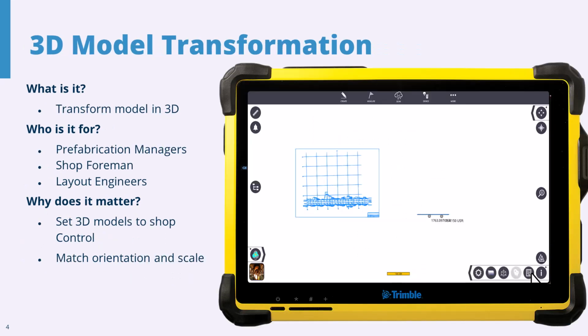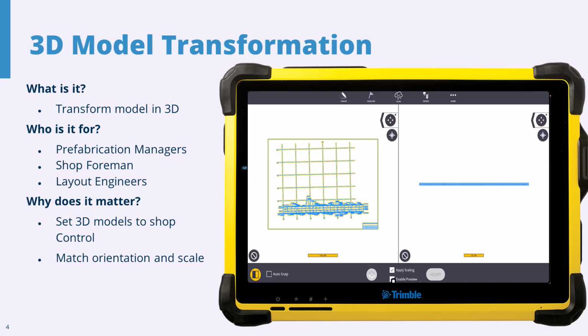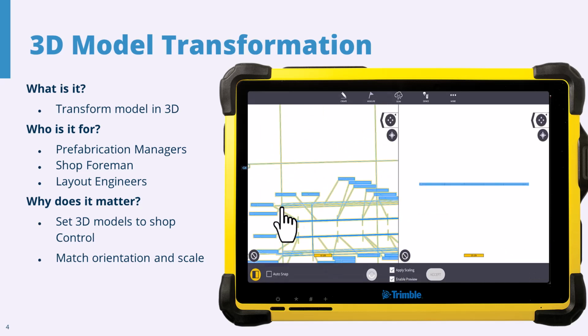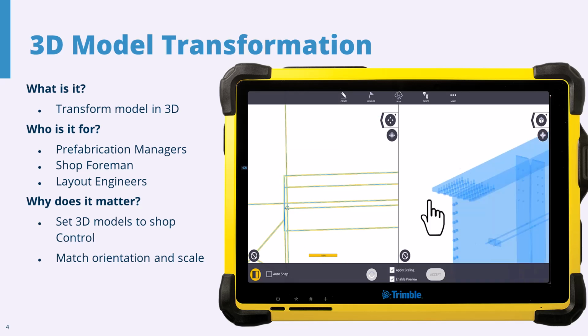With 3D model transformations, we can select a 3D or even a 2D drawing like you see here to rotate and fit another model, thus allowing prefabrication managers to align the model as it is actually in the shop. So we simply need to go in and select 3 points to match and scale.